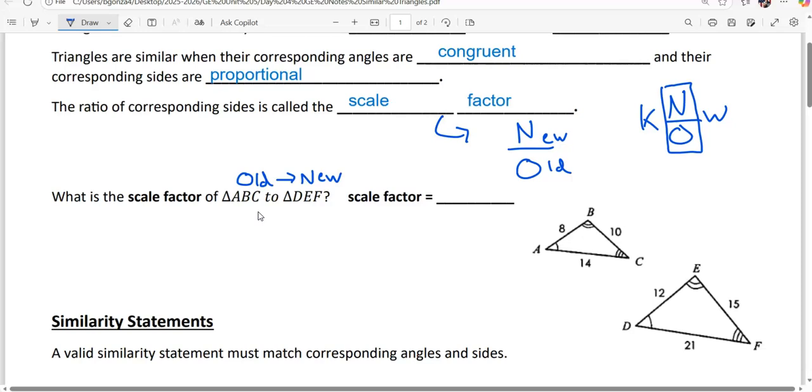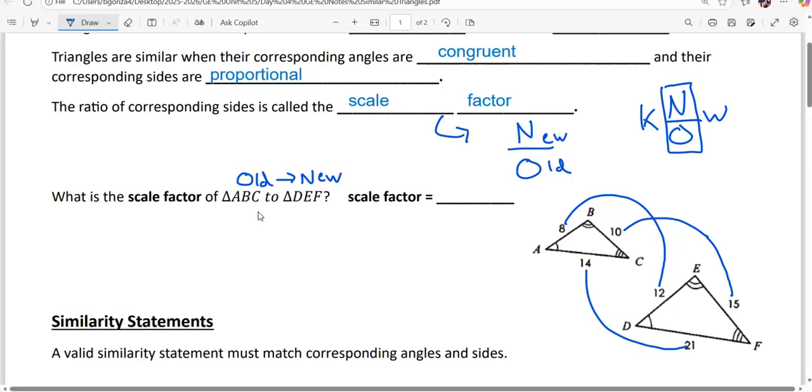Now, just like we've done in the last couple of days, you need to connect your corresponding sides. Does everyone see 8 connects with 12? Those are corresponding sides. 10 connects with 15. 14 connects with 21. I'm literally drawing these lines so I can see what is corresponding.